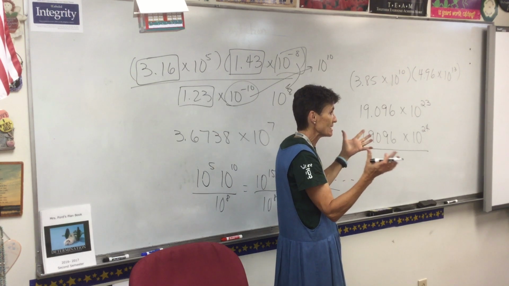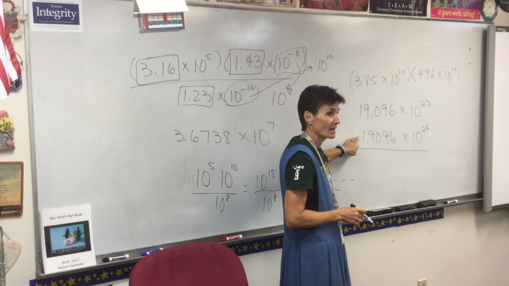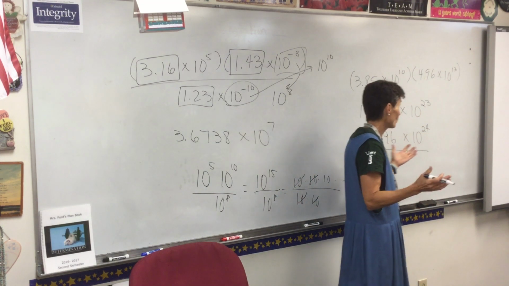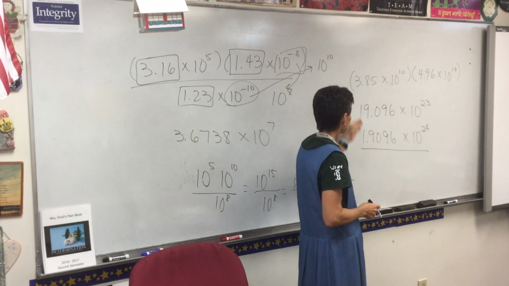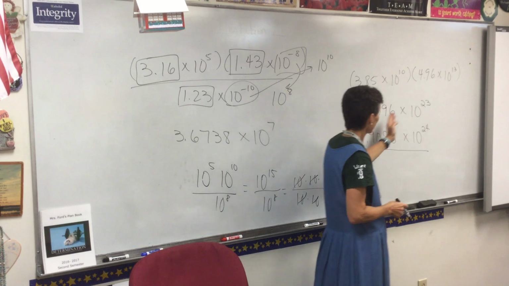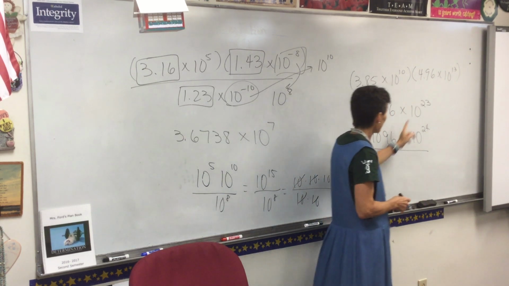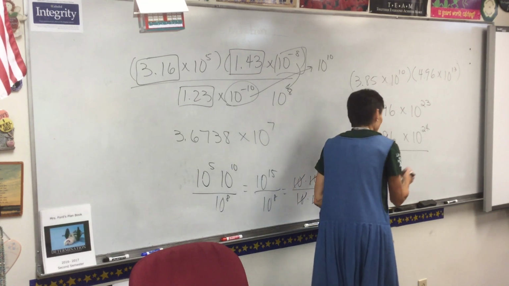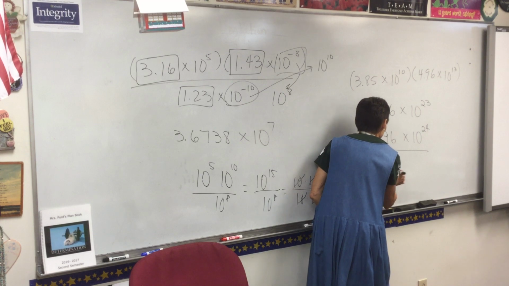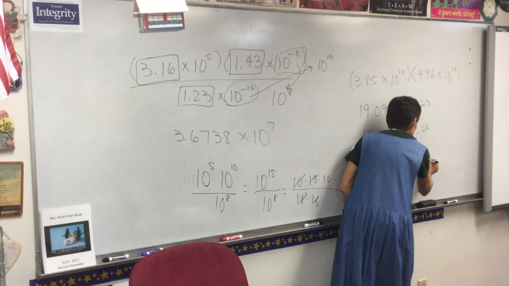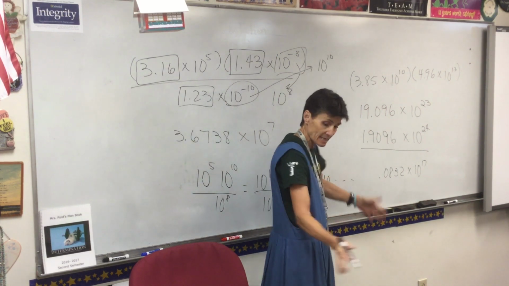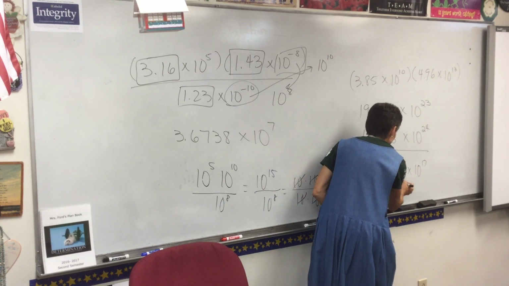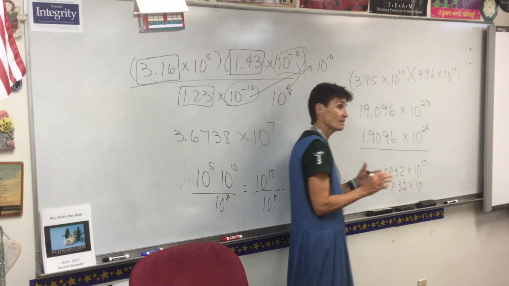So to keep everything equal, if this half of the problem got smaller, then this half of the problem has to get bigger. Otherwise, they won't be equal to each other. So when I made this number smaller by 1 decimal place, I had to make this one bigger by 1 decimal place. So if I had done a problem and got 0.0832 times 10 to the 17th, if that's what I typed in on my calculator, then I would have to rewrite this as 8.32 times 10 to the something.